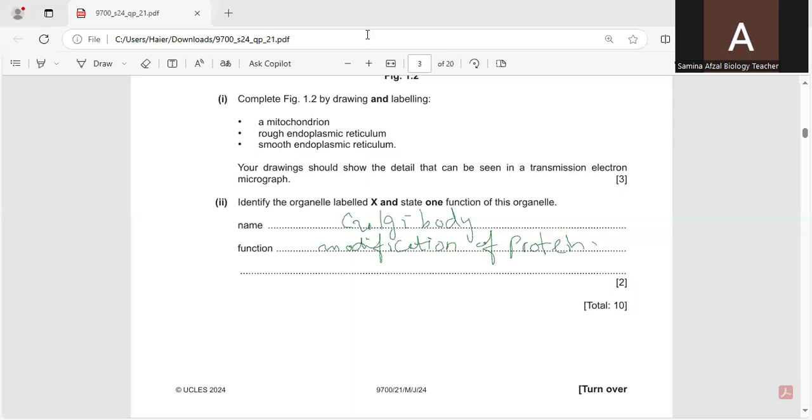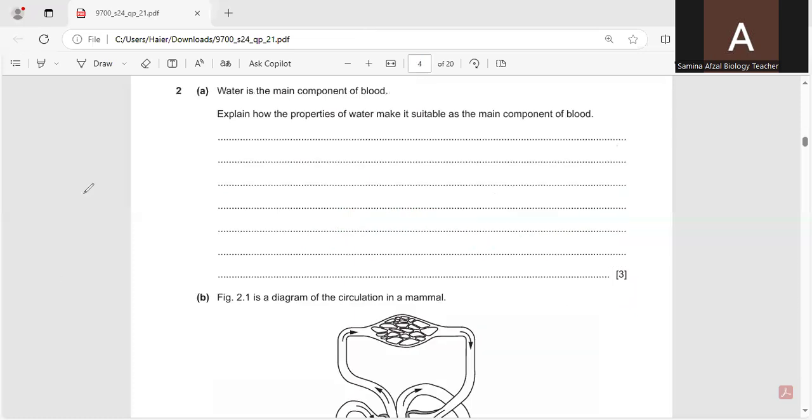Next, question number 2. You can see water is a main component of blood. Explain how the properties of water make it suitable as the main component of blood. You know, blood is a tissue which has to move from one part of the body to the other. It is pumped by the heart, and in this way it provides oxygen to all parts of the body and collects carbon dioxide from all parts. So blood is a very important and main component.